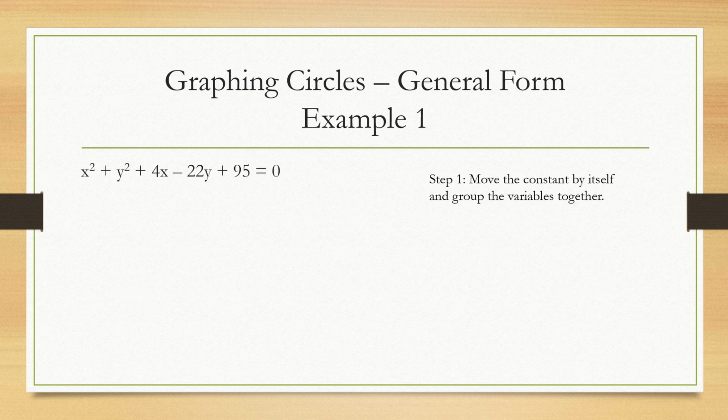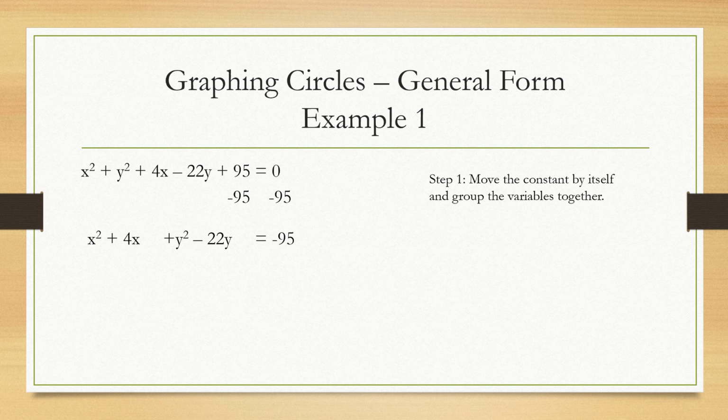Step 1 is to move the constant by itself and group the variables together. In this case, the constant is going to be 95. So we subtract 95 from both sides, and then we write it on the other side of the equation. We get 0 minus 95, which is negative 95.